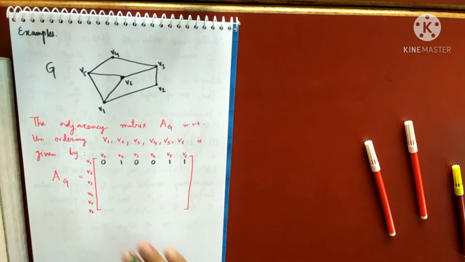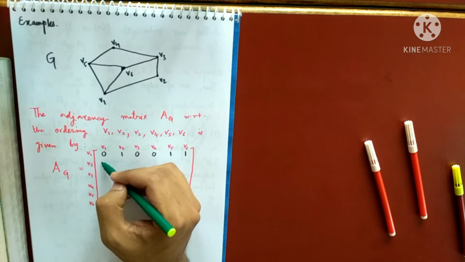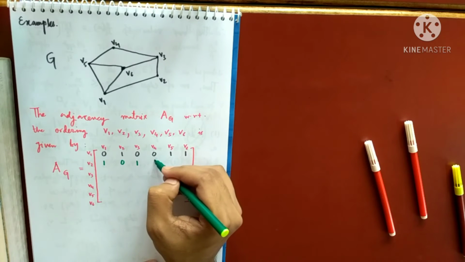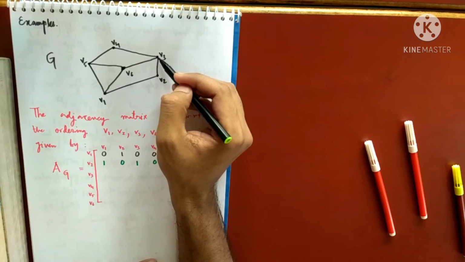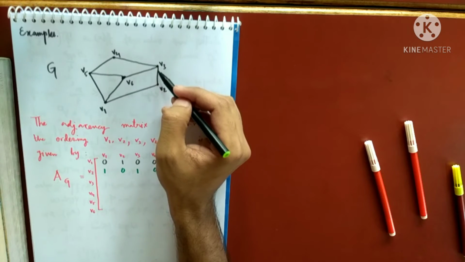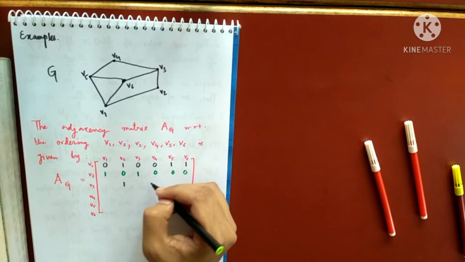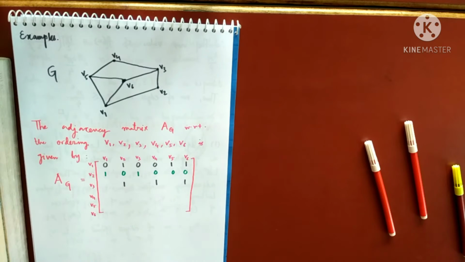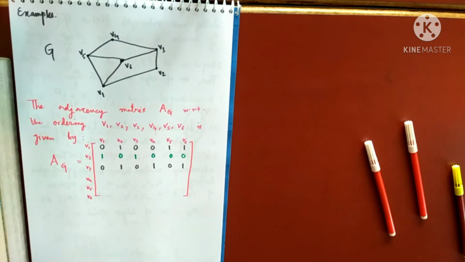Now I'll jump some steps. For v2, there is 1 edge from v2 to v1 and 1 from v2 to v3, and the rest all are 0. Next, v3. The number of edges from v3 to v2 is 1, v3 to v4 is 1, and v3 to v6 is 1, and no others, rest all are 0. In this manner you can find out this matrix.